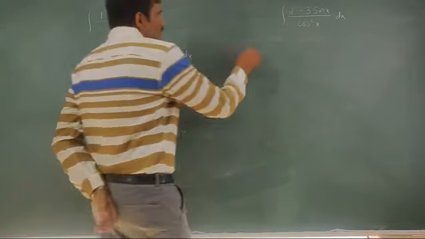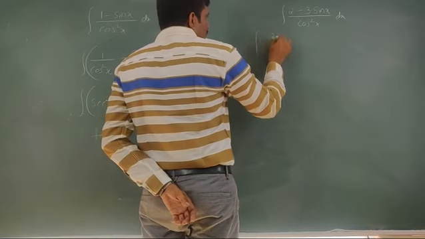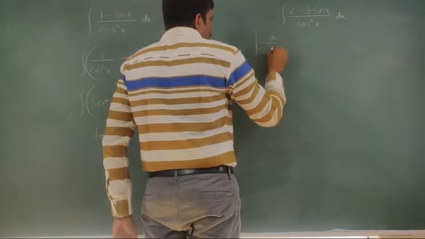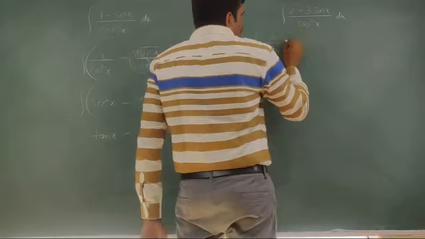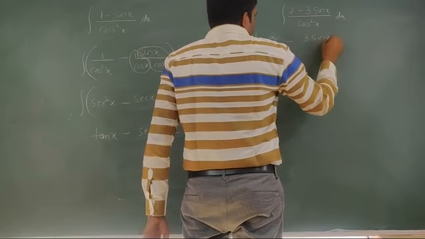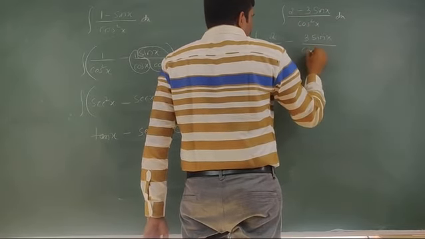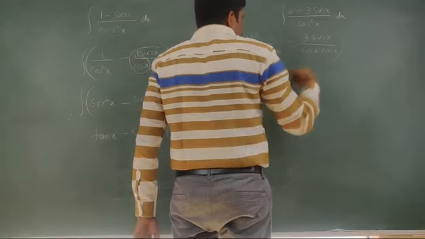So this one is also very similar. First separate it: 2 divided by cos square x minus 3 sin x divided by cos square x. I can write cos square as the same cos into cos.